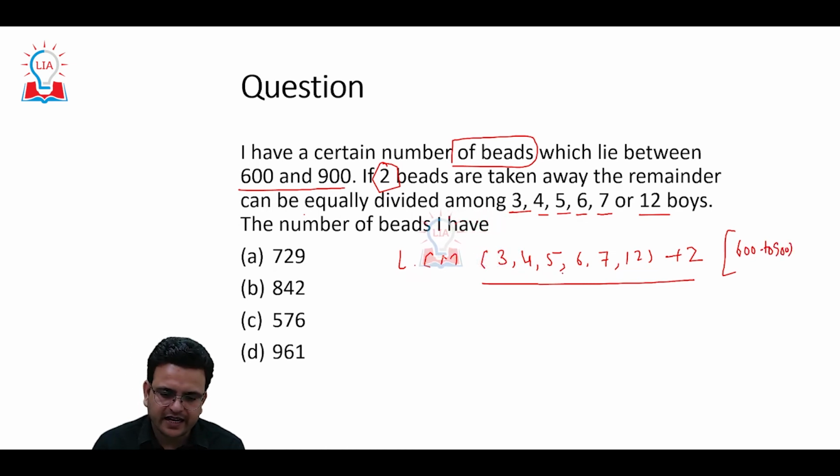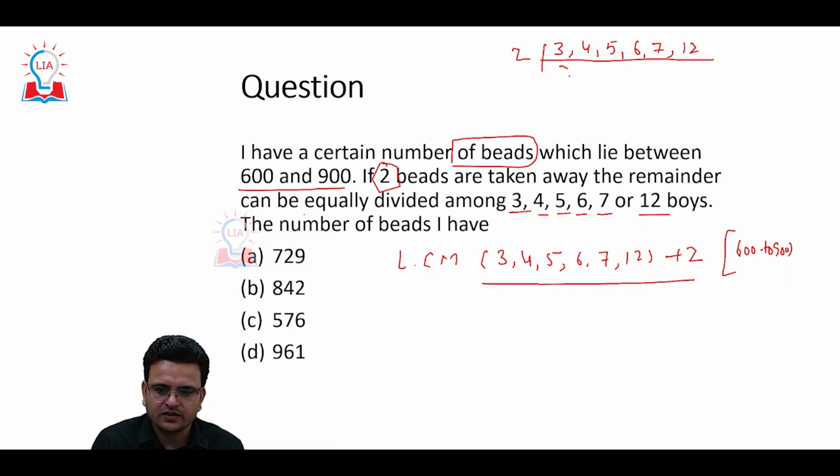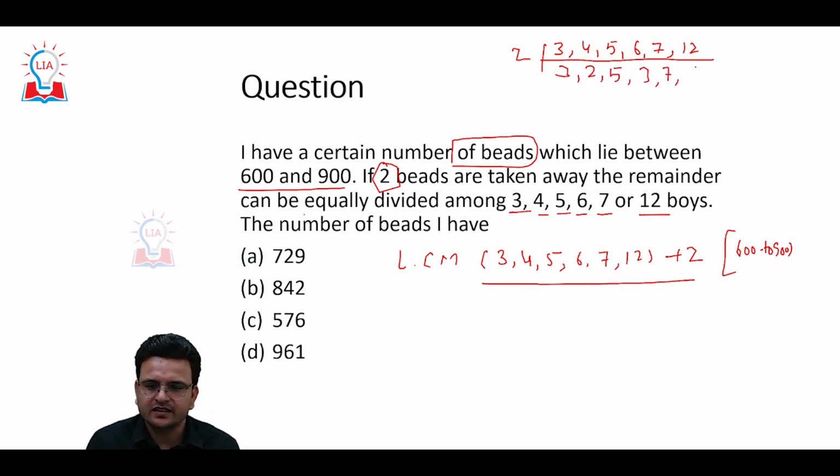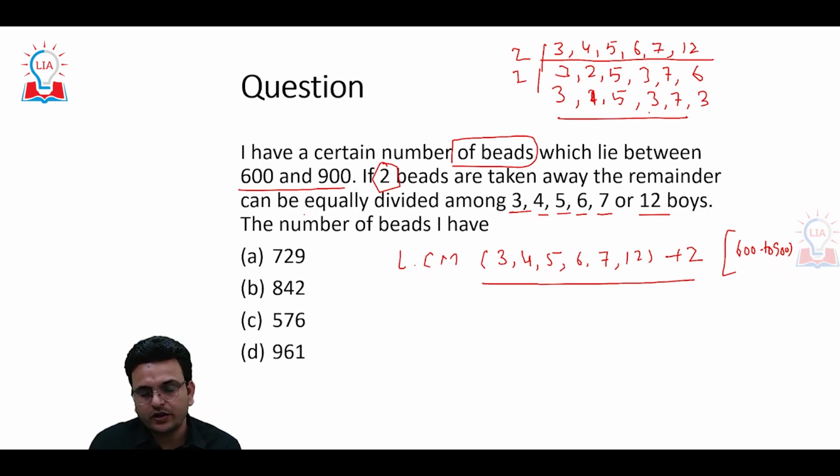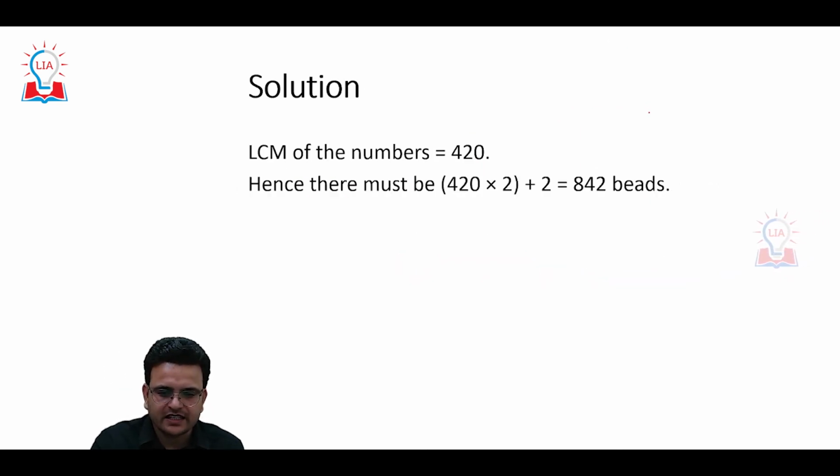So we have to first get the LCM. So LCM of 3, 4, 5, 6, 7, 12. So here first we have to take 2, 3, 2, 5, 3, 7, and then 6, again 2, 3, 2, 5, 2 ones are 2, and 3, then 7, then 3. Okay, you can stop the video, get the LCM. I can take the LCM here. So LCM will be 420.